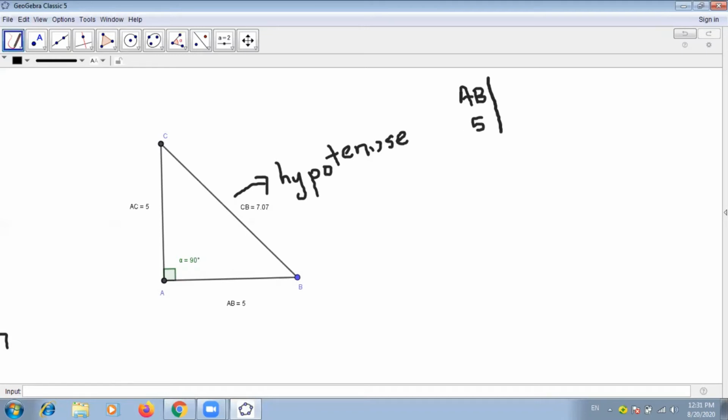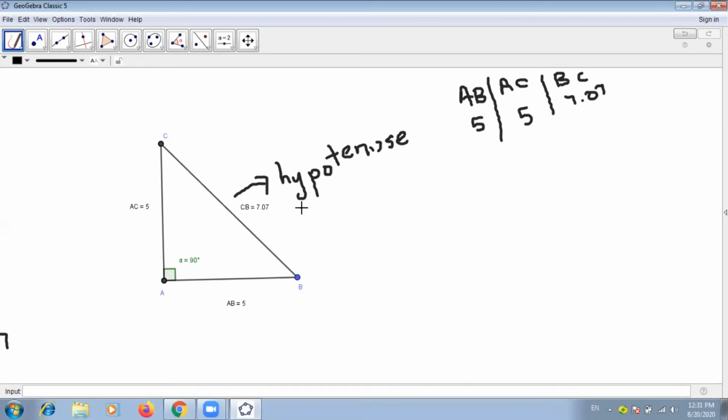Then we measure the length of AC, which is also equal to 5. You can check it by drawing a triangle with these two sides and an angle equal to 90 degrees, and then you can measure these two sides and this hypotenuse. And the length of BC, we get 7.07.